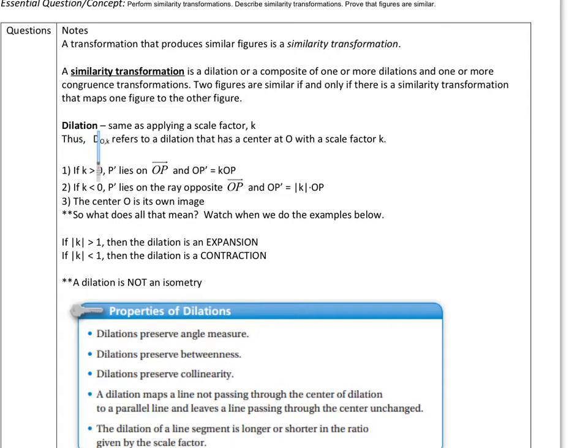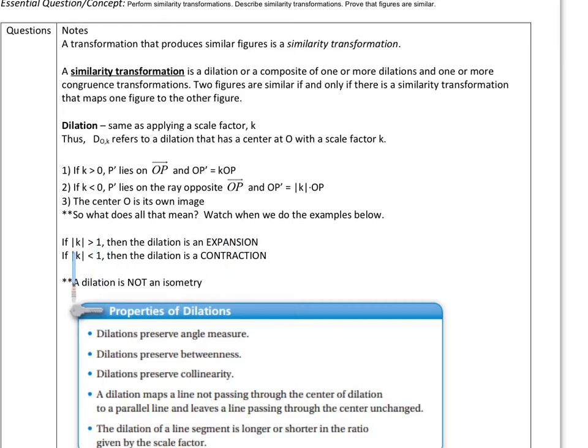We've talked about dilations. We know that there's a scale factor. We write them as a dilation about our point of origin, in this case the origin, about a point. And this will refer to a dilation with a center O and a scale factor K. We said that if it's greater than 0, then it's going to be longer. If it's less than 0, it goes in the opposite direction. We have the absolute value.